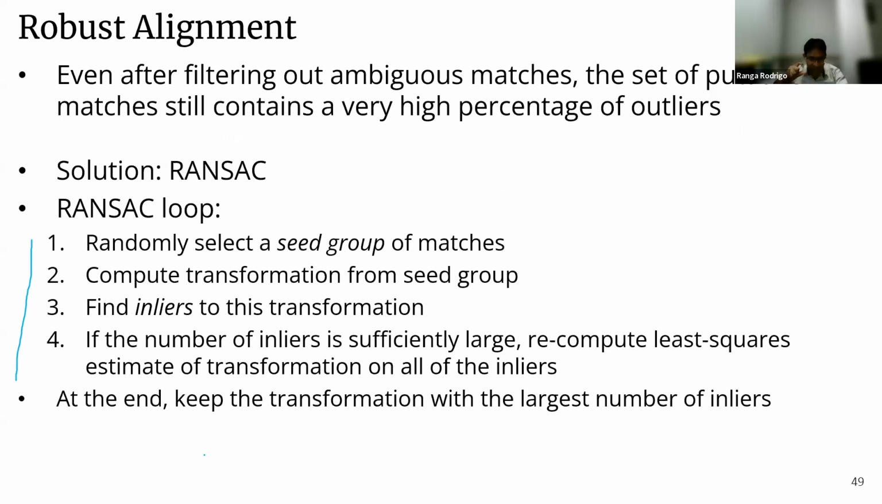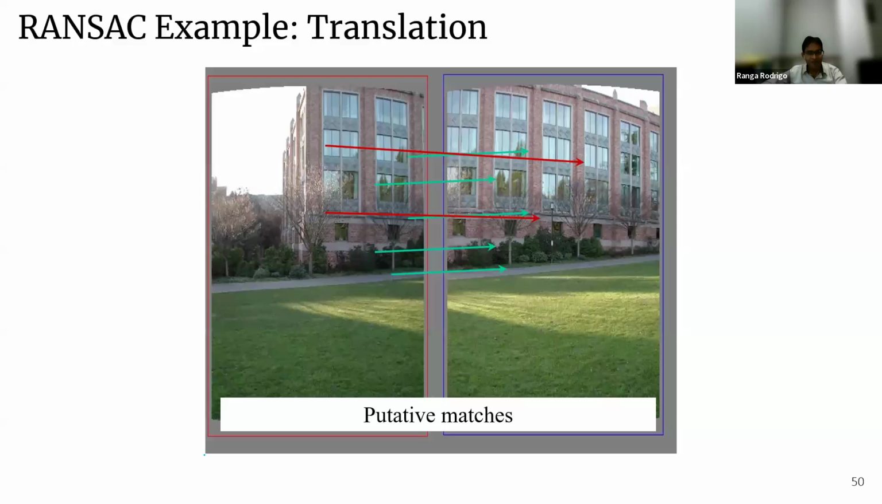If the number of inliers is sufficiently large, we compute the least squares estimate of the transformation on all the inliers. At the end, keep the transformation with the largest number of inliers. So we pictorially see this. Now you can see between these two images, there is one image and this is the second image. You can see the matches. Two matches are wrong. The red matches are wrong, and the green matches are correct.